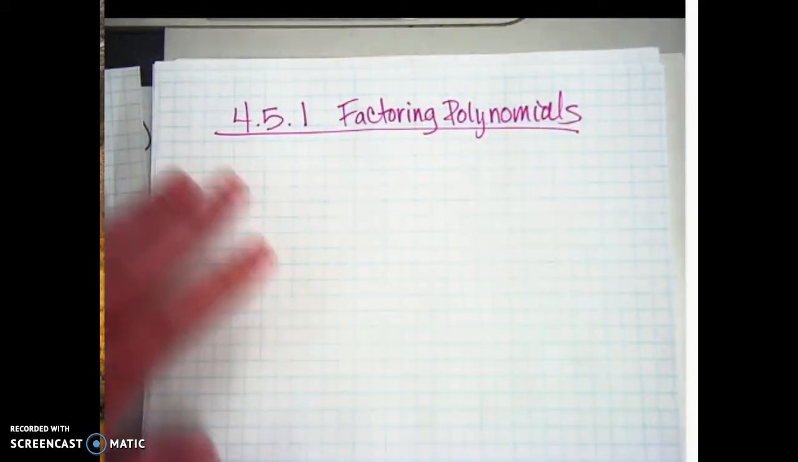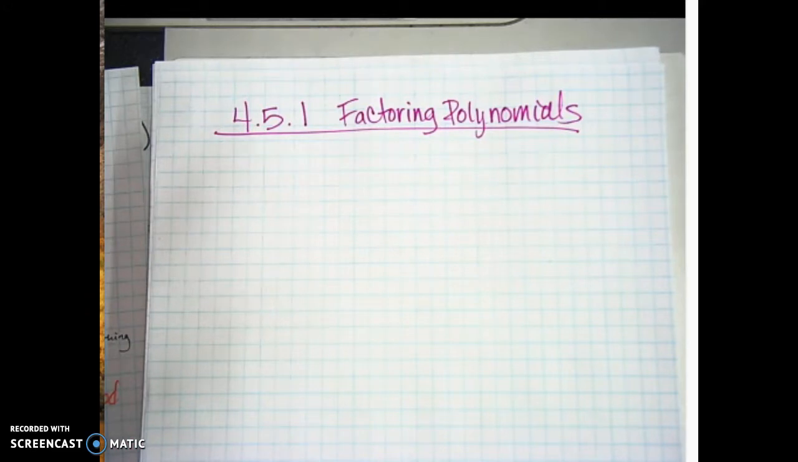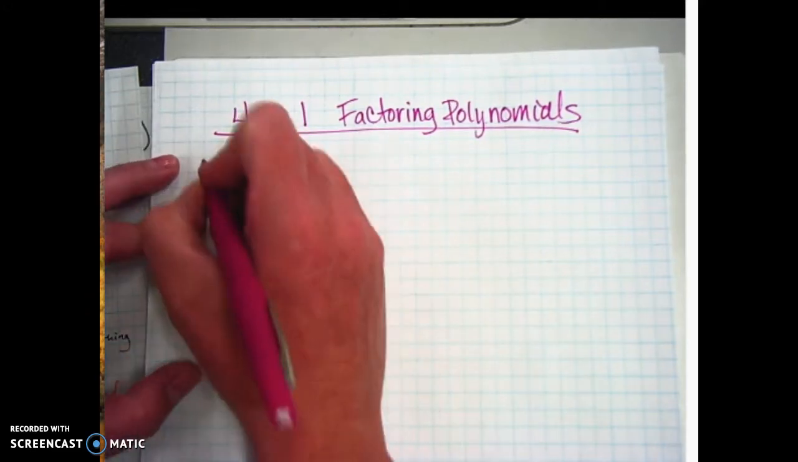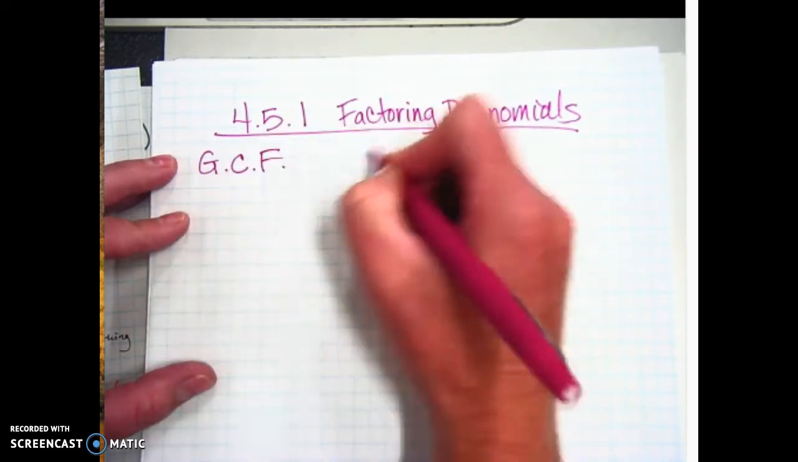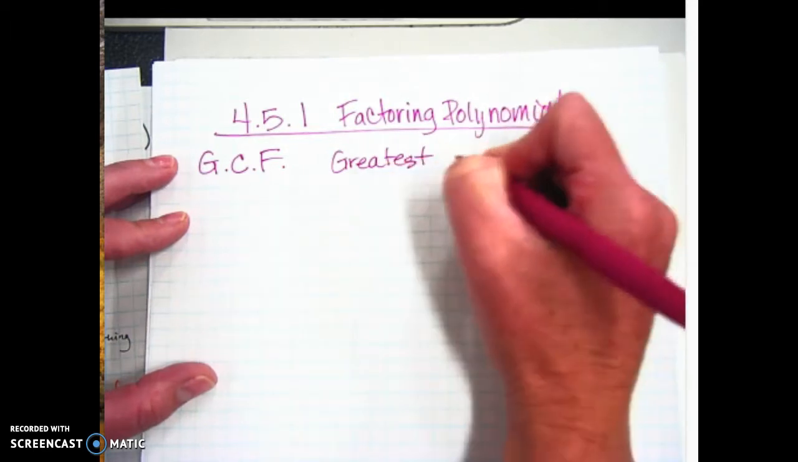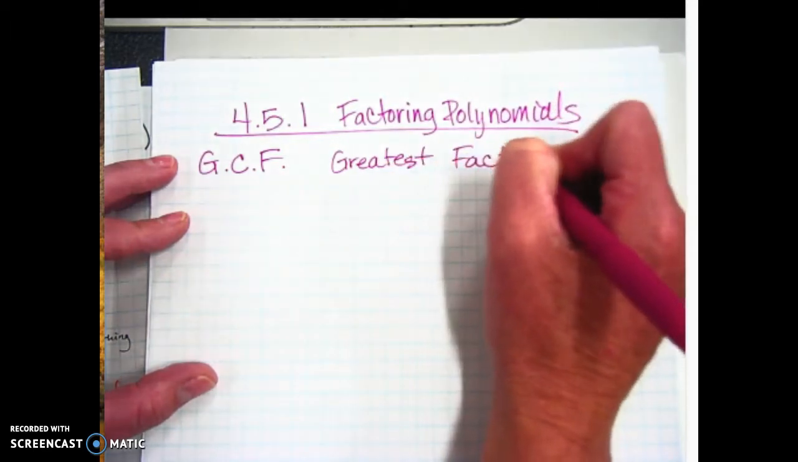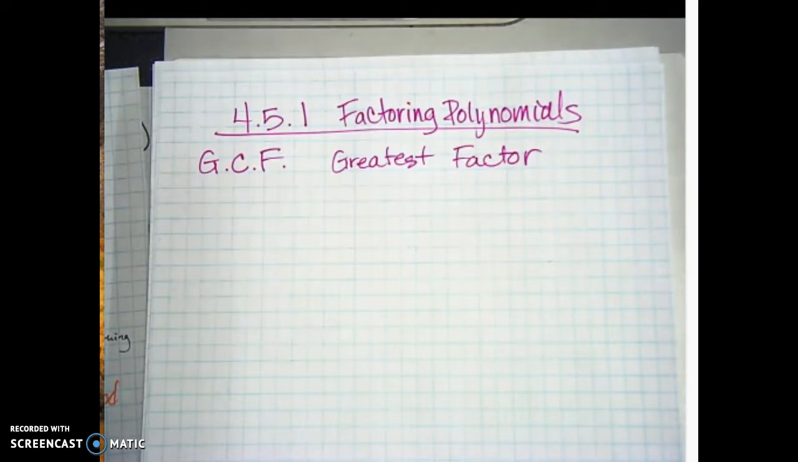All right, so whenever you get into factoring, which is obviously the opposite of multiplying, the first thing you always want to do is look for the GCF. If there's a greatest common factor, you want to pull that out first. Always check for it, because if there is one, it's going to make your problem a lot easier.